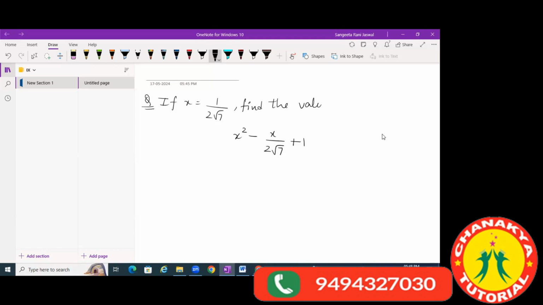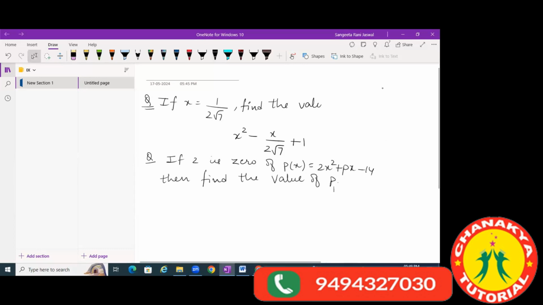Note down the next question also. If 2 is a zero of the polynomial p(x) equals 2x squared plus px minus 14, then find the value of p. We have to find the value of p in this case.